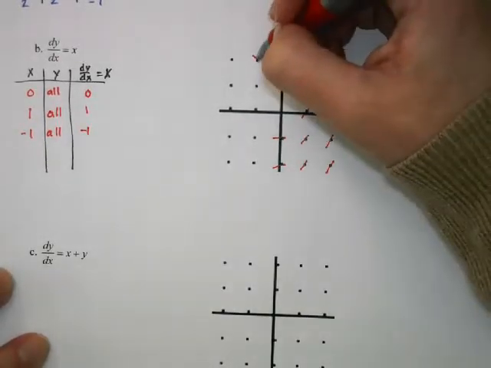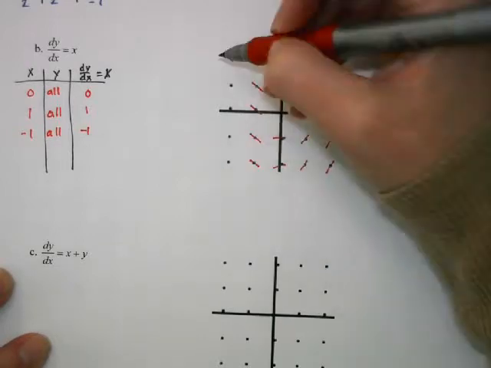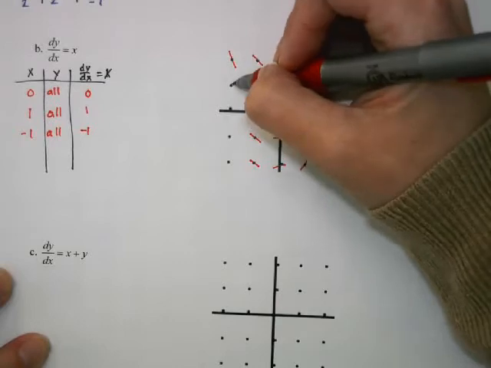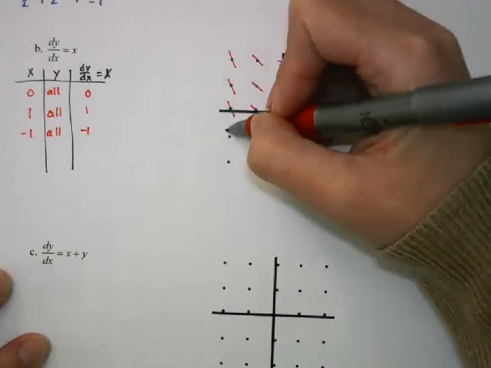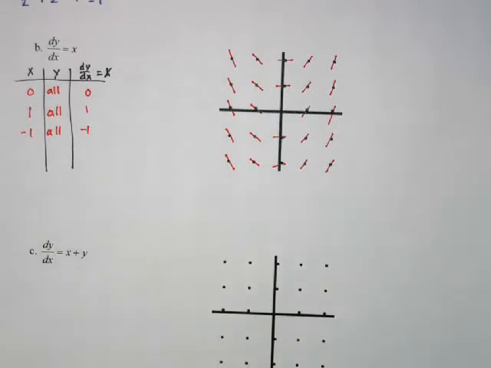Okay, and then negative 1, no matter what the y value is, the slope is negative 1. And then negative 2, no matter what the y value is, the slope is negative 2.